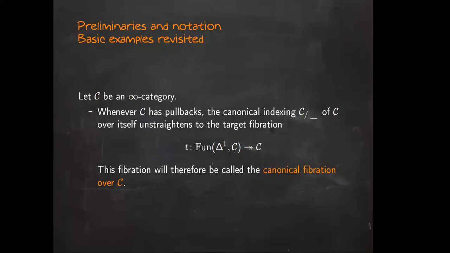All right, then the other example that we had was the canonical indexing of C over itself, instead of over spaces or infinity categories. If we take the canonical indexing of C over itself and we straighten the thing, we obtain the target fibration of the arrows of C over itself, right? And for that reason, we will call this target fibration the canonical fibration of C. So this will be one of the very important examples.